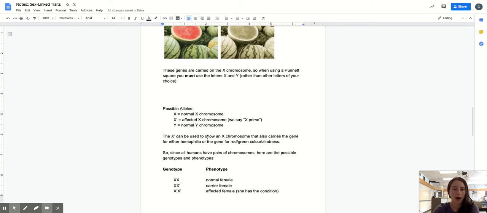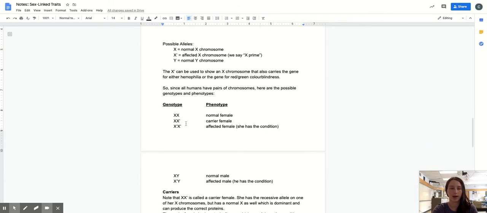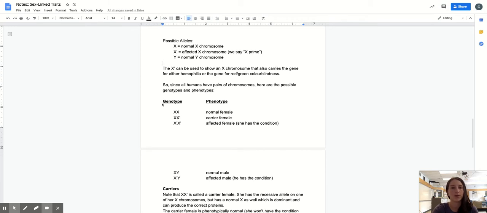So the X prime is just showing that the X carries whatever allele for either hemophilia or red-green color blindness, or there are other ones as well. And then since we all have pairs of chromosomes, again, we're just going to show, like we have been before, the different possible genotypes and the different possible phenotypes. So we'll go through these.